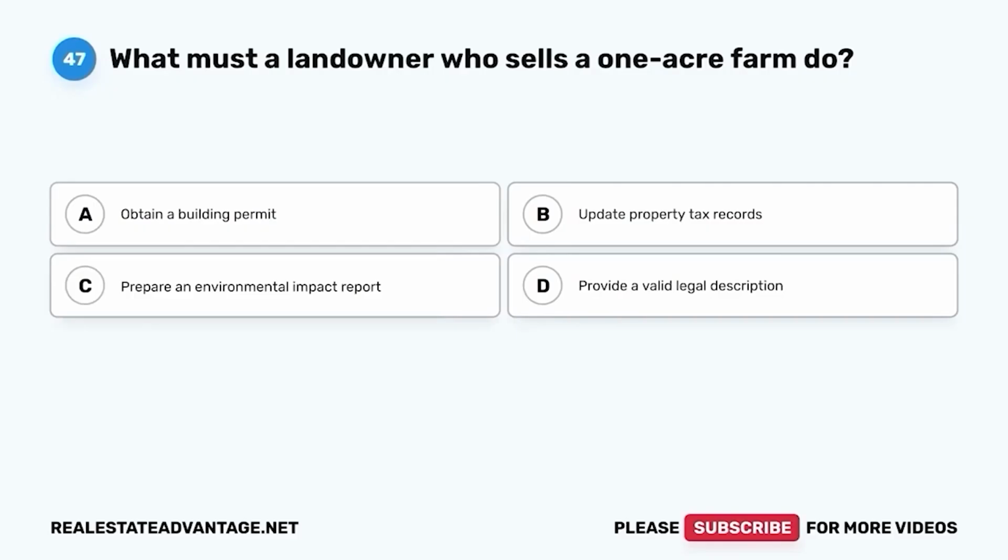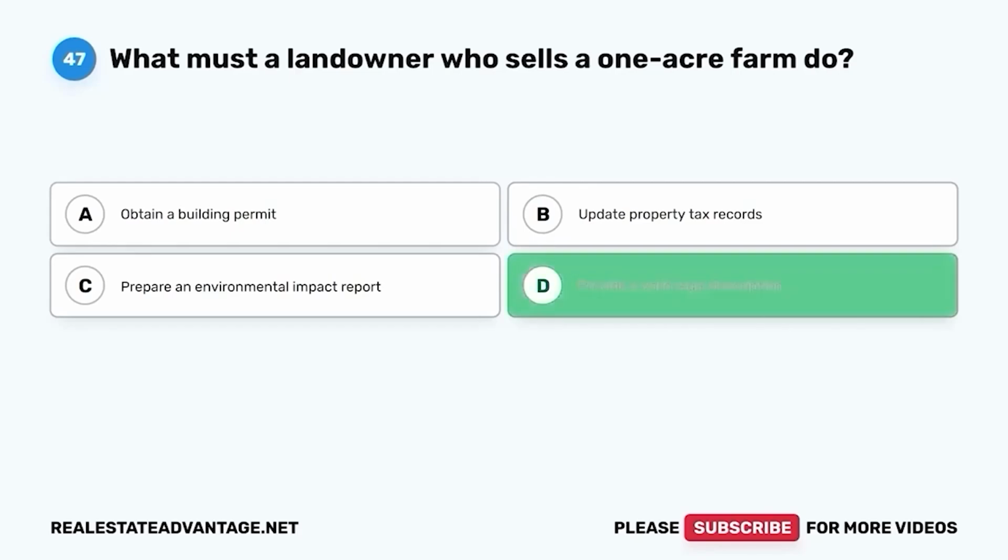Question 47. What must a landowner who sells a 1-acre farm do? A. Obtain a building permit. B. Update property tax records. C. Prepare an environmental impact report. D. Provide a valid legal description. The correct answer is D. Provide a valid legal description.